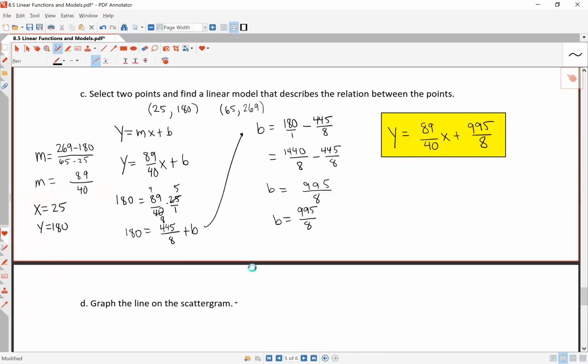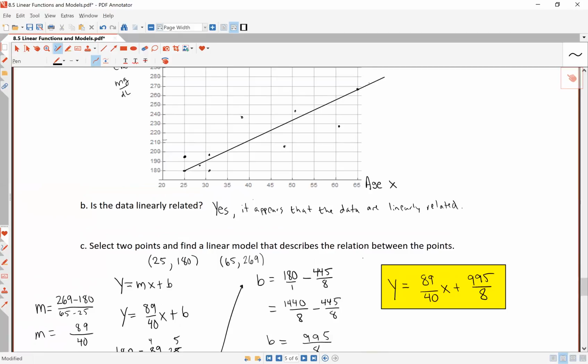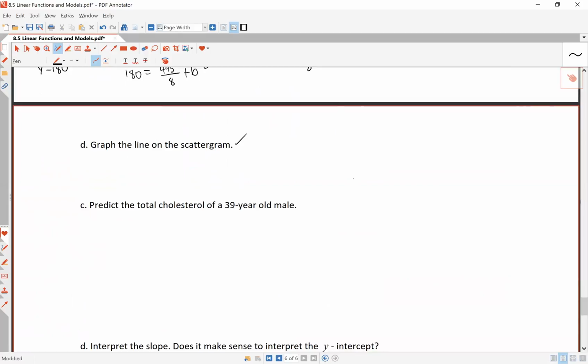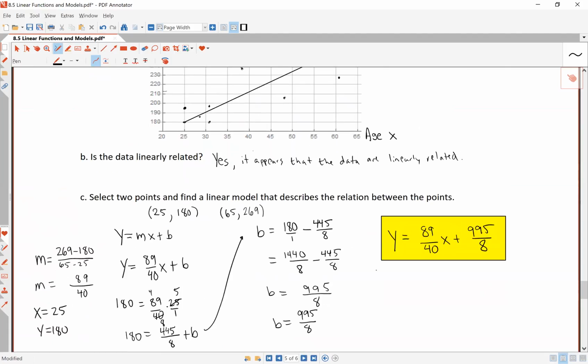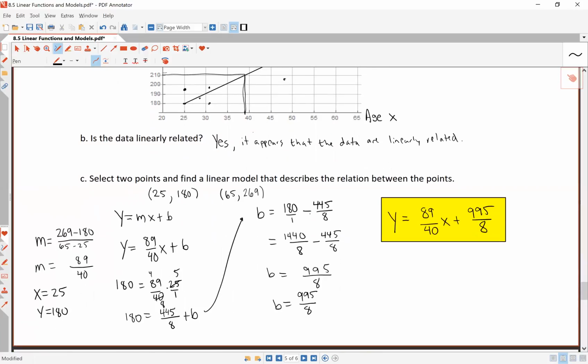We've graphed the line on the scattergram by connecting the 2 points we chose. And C, predict the total cholesterol of a 39-year-old male. So if x equals 39, from the graph, the 39-year-old male looks to be about maybe 210, 212, something like that.